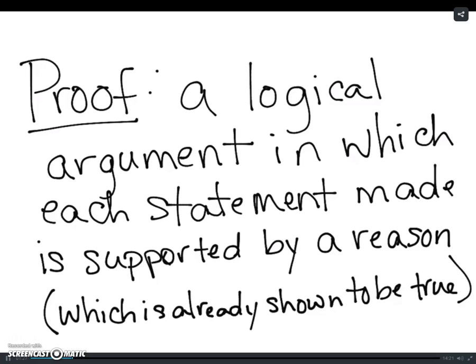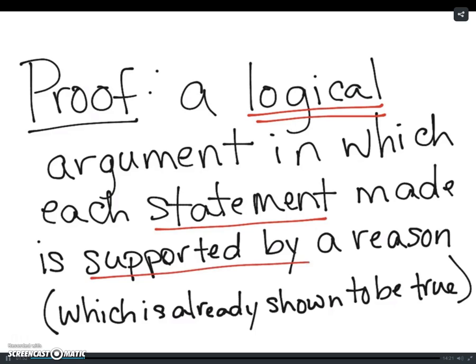Okay, so let's talk again about the important parts here. It has to be a logical argument, meaning we're going to be using the inductive and deductive reasoning that we've already been looking at, primarily deductive reasoning. It means we're going to be using things like the law of detachment and the law of syllogism. Those are going to come up again. And we're going to have some statements, okay, and we have to support those statements with a reason.